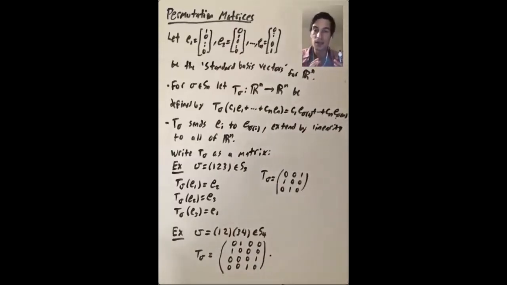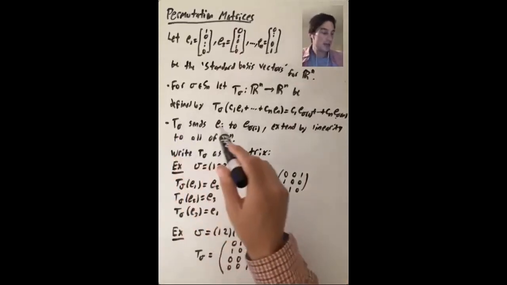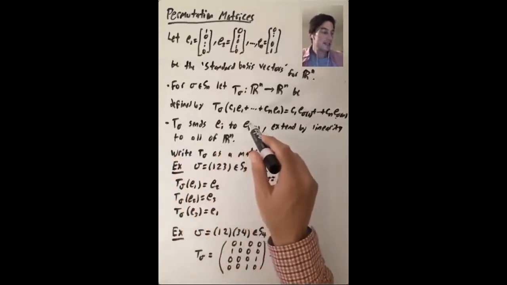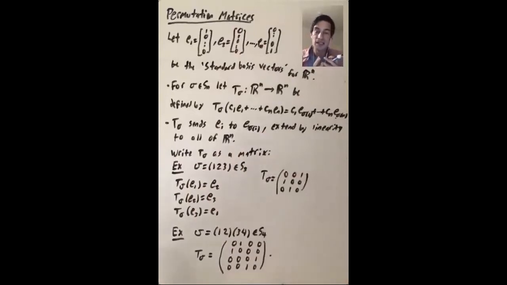So what's the important thing here? T sigma sends ei to e sigma(i), and we're going to extend by linearity to all of R^n. The idea is that you know what a linear transformation does to any element of R^n if you know what it does to any basis that you start with.